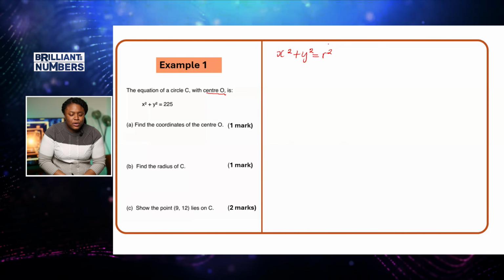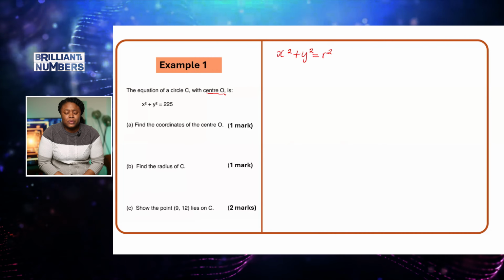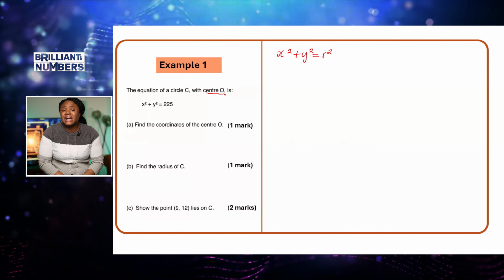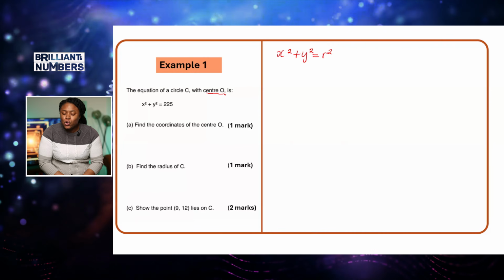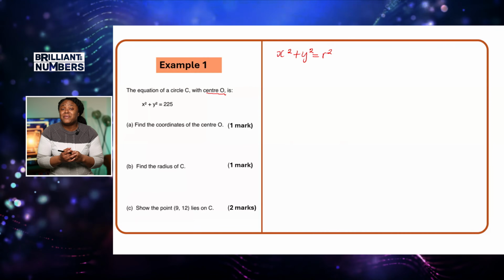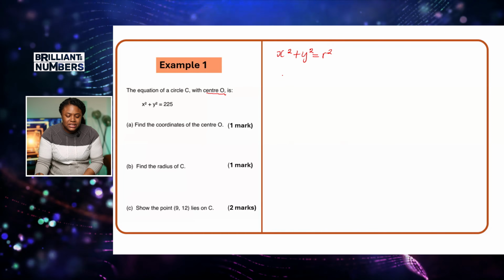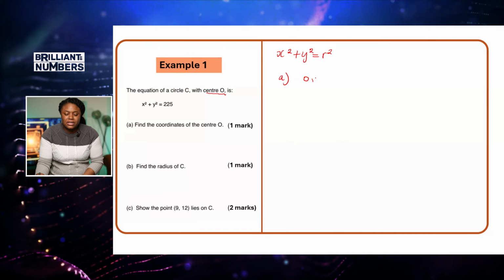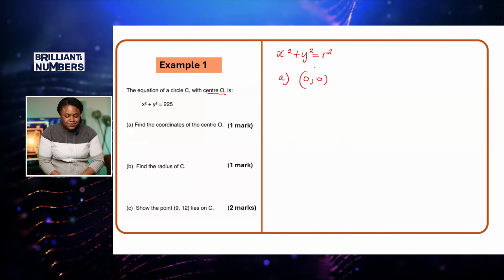Now I'm given the equation here and I'm told x squared plus y squared is equal to 225. Part A, find the coordinates of the center O. So I know that when the center is O, then the coordinates of the origin is 0, 0. Very easy, clear 1 mark question.